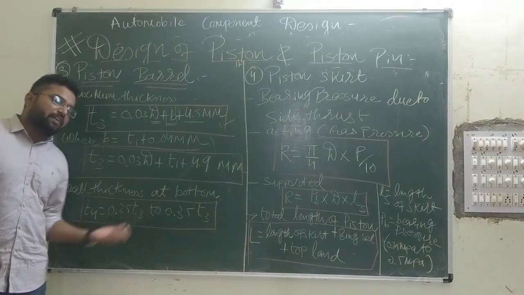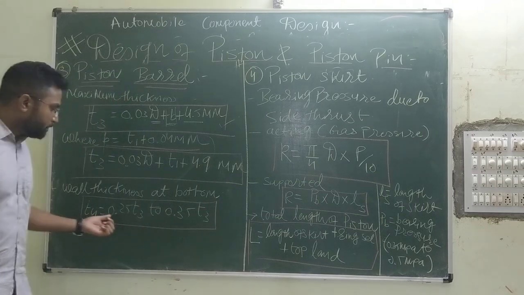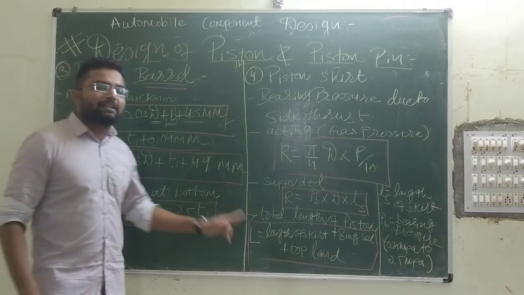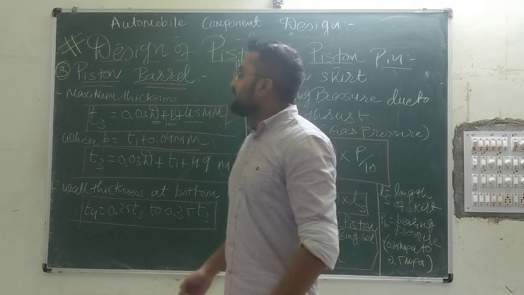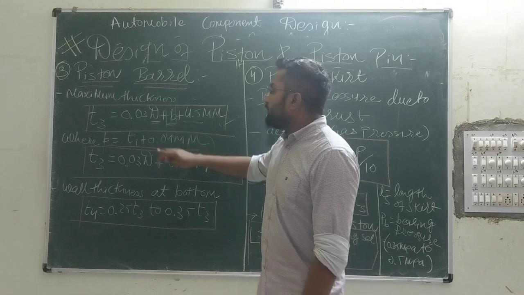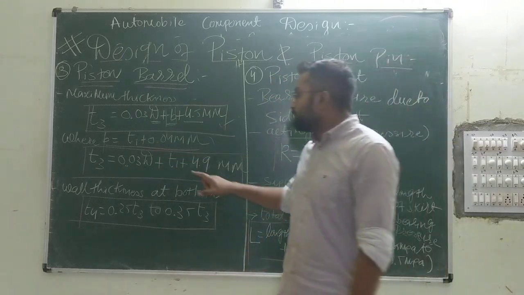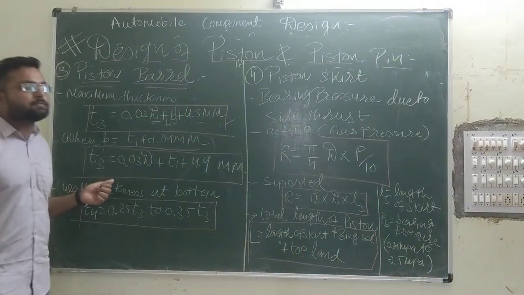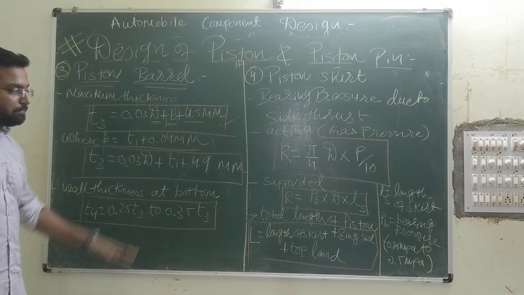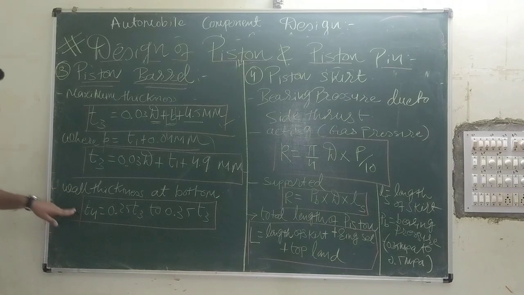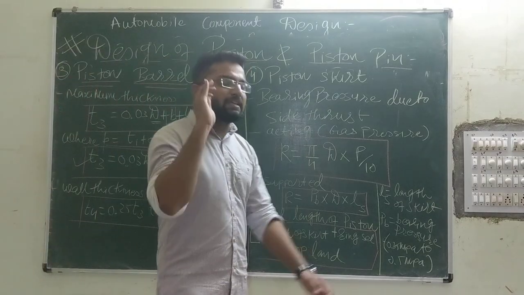And depending on that, we are going to determine base thickness, which is in terms of our piston barrel thickness, and which is 0.25 of T3 to 0.35 of T3. So here, our barrel design totally depends on an empirical formula, which is determined by diameter as well as radial thickness of piston ring, and bottom thickness is determined from this barrel thickness. So this is design of our piston barrel. This contains two equations or two design features. One is T3 and T4, where T3 is piston barrel thickness and T4 is piston base thickness.